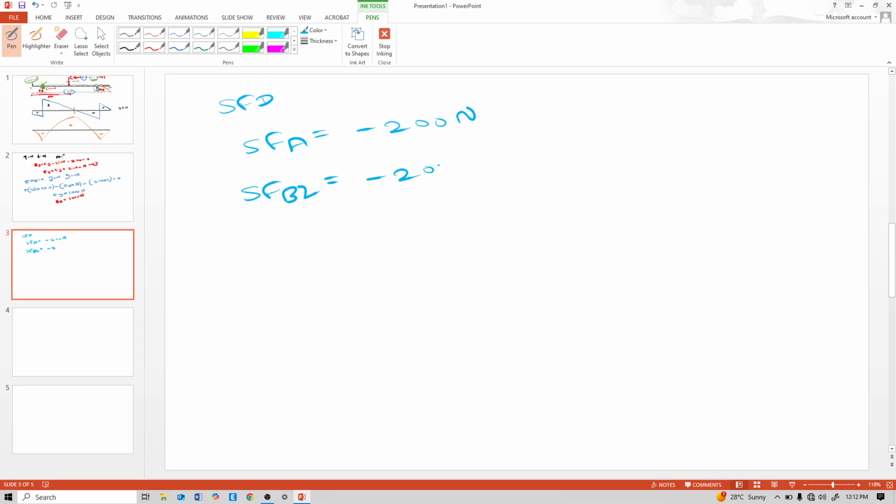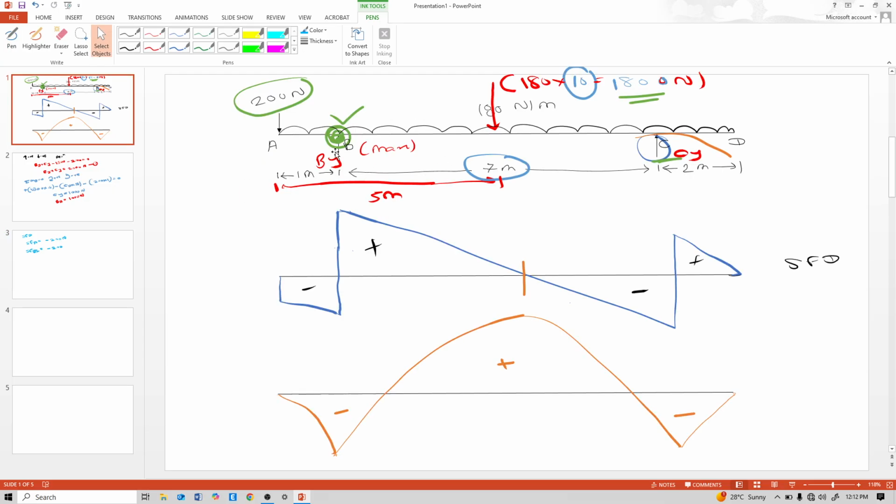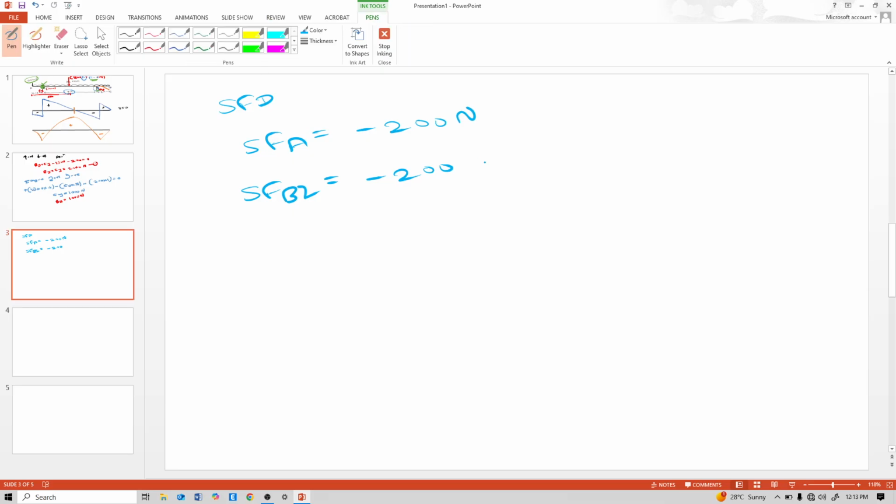One load is minus 200, minus because of downward. Another load is 180 Newton per meter. 180 is also downward, that's why 180 into 1, which is the conversion of UDL into a point load, and it acts at 1 by 2 distance. But don't multiply by this 1 by 2 distance, because that is for moment. We are only interested now in shear.